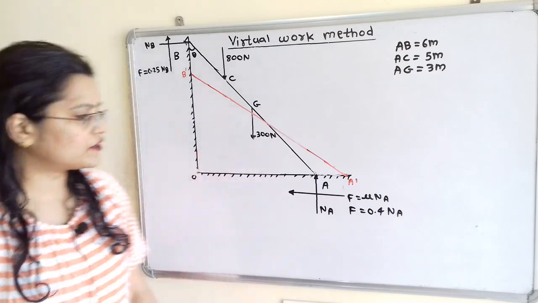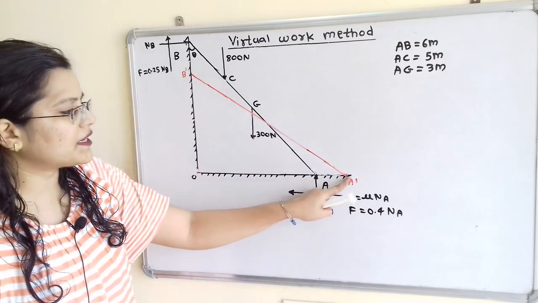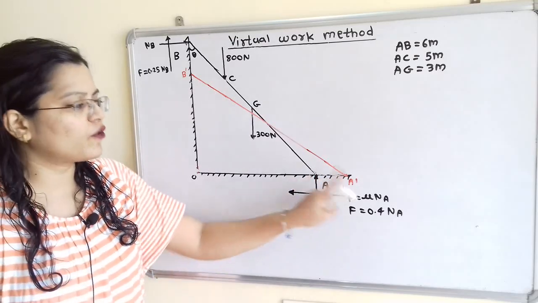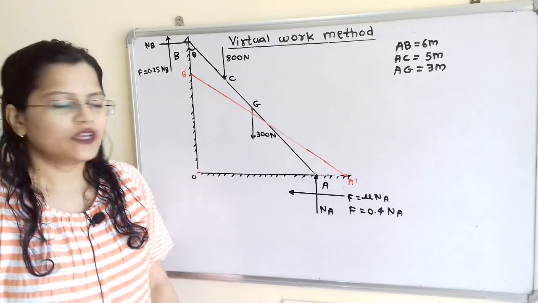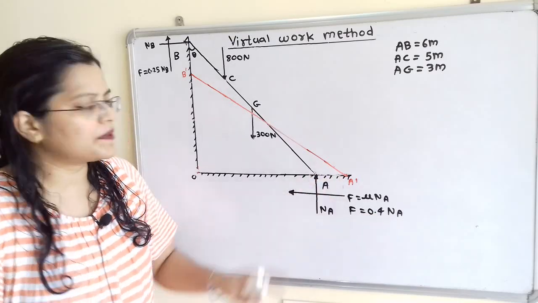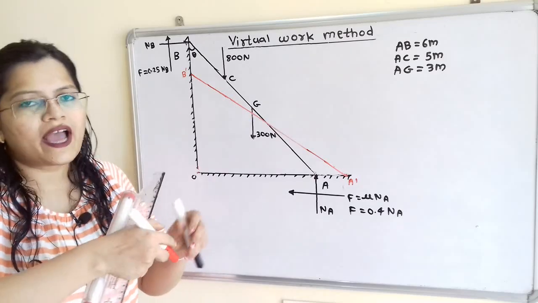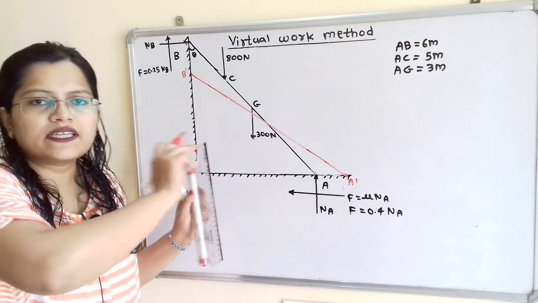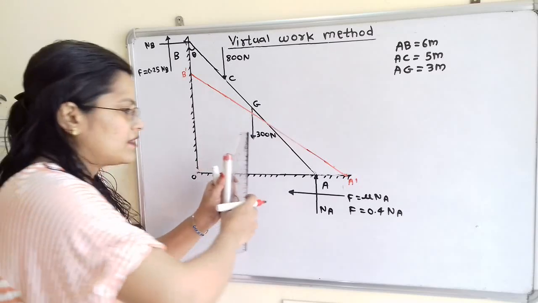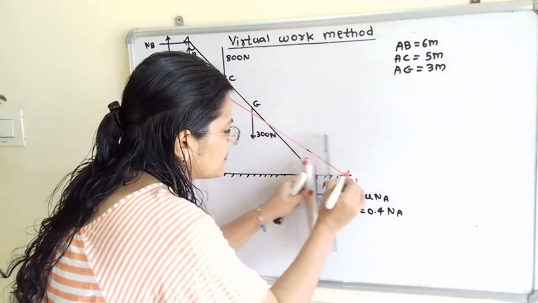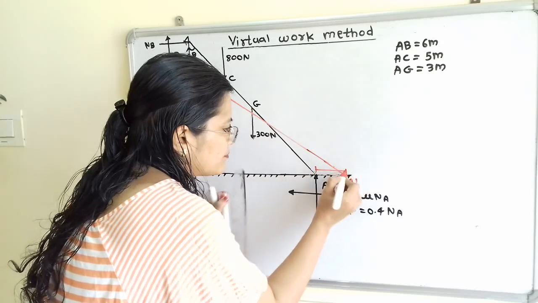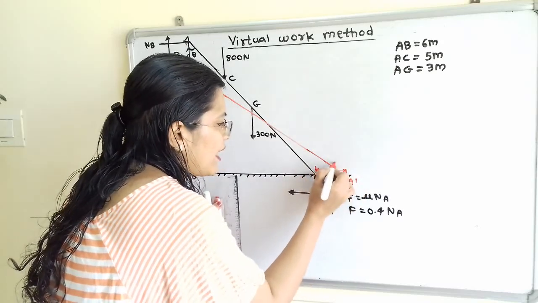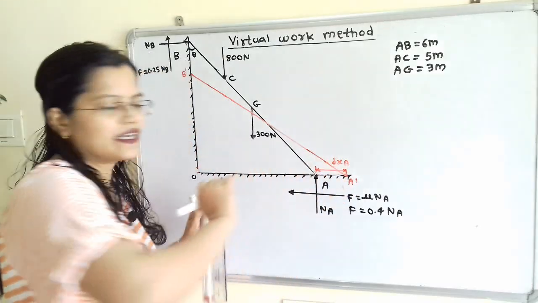Now if we observe this point A, then it is displaced from A to A dash and force applied F is equal to 0.4 NA. So how to find out this displacement A to A dash? So I will show this displacement is along the horizontal line. So we will show the small displacement as a delta XA. And we have to find out. So this is the delta XA.